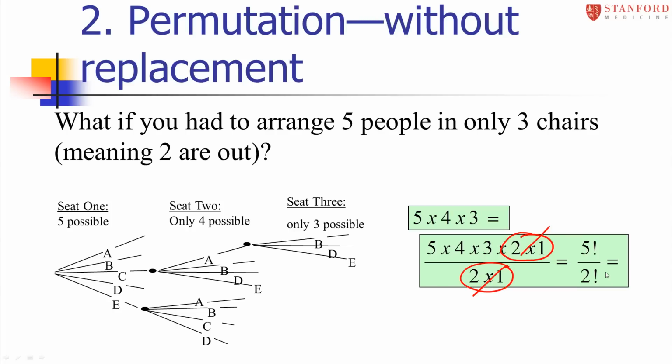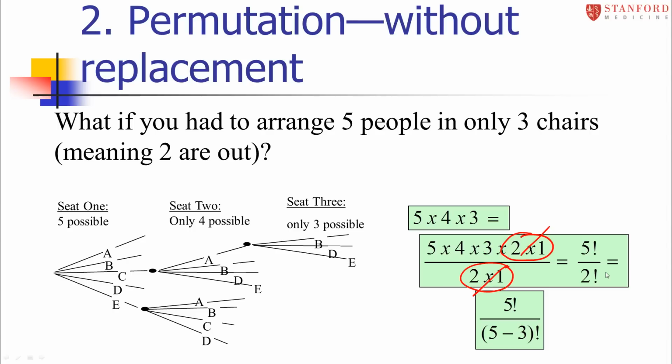I'm going to go one more step with this because I'm going to eventually want to generalize this. So rather than writing 5 factorial divided by 2 factorial, because in the original question I asked about 5 people in 3 chairs, I'd like to stick with those original numbers so that we can eventually come up with a general formula. So I could write this as 5 factorial divided by (5 minus 3) factorial. Notice that's just the same as 2 factorial. So I'm trying to come up with a general formula for this type of permutation. So if I want to arrange 5 people in 3 chairs, it's 5 factorial divided by (5 minus 3) factorial.